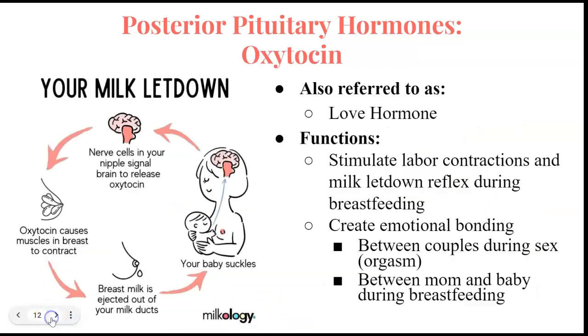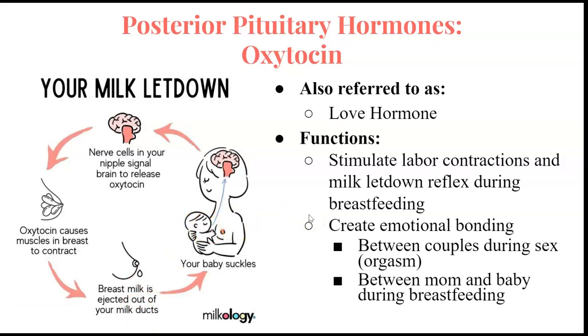Okay. Now the second hormone that's released by the posterior pituitary is called oxytocin. So oxytocin is actually referred to as the love hormone, but be sure to call it oxytocin, right? It has a few different functions. First one is it helps us stimulate labor contractions and the milk letdown reflex during breastfeeding. So milk letdown just means that it causes the breast muscles to contract in biological females. So breast milk is ejected out of the milk duct so baby can have breast milk.